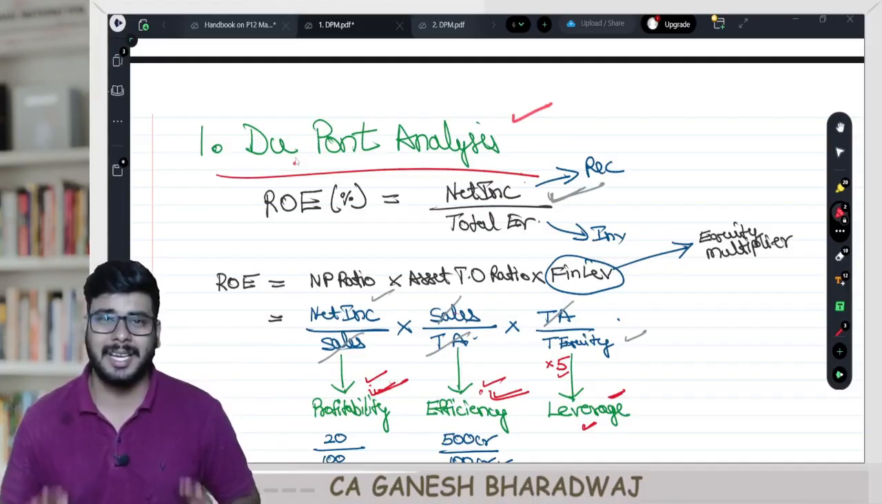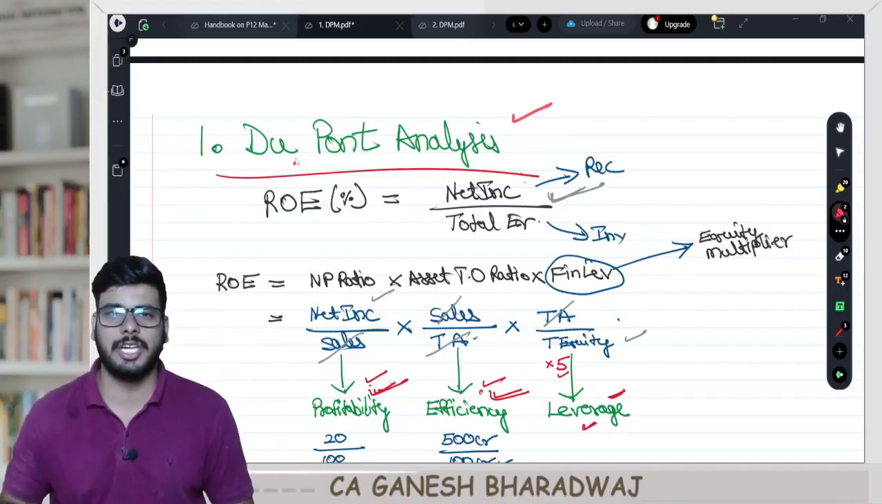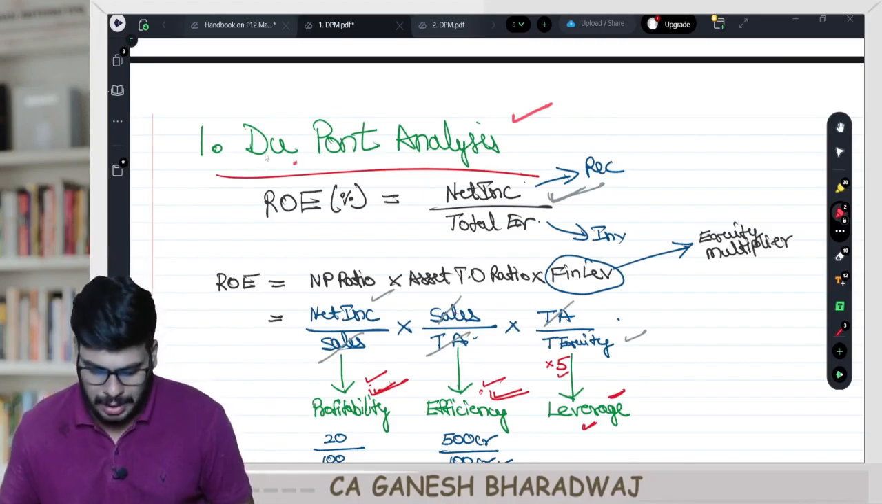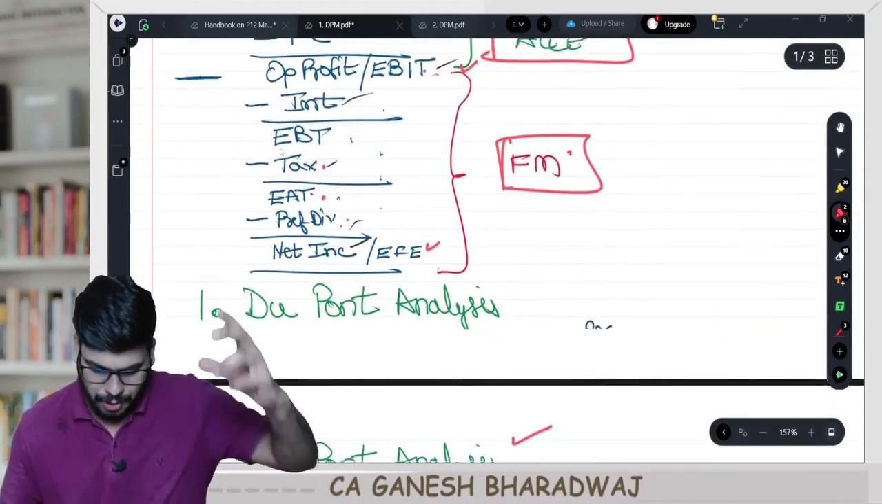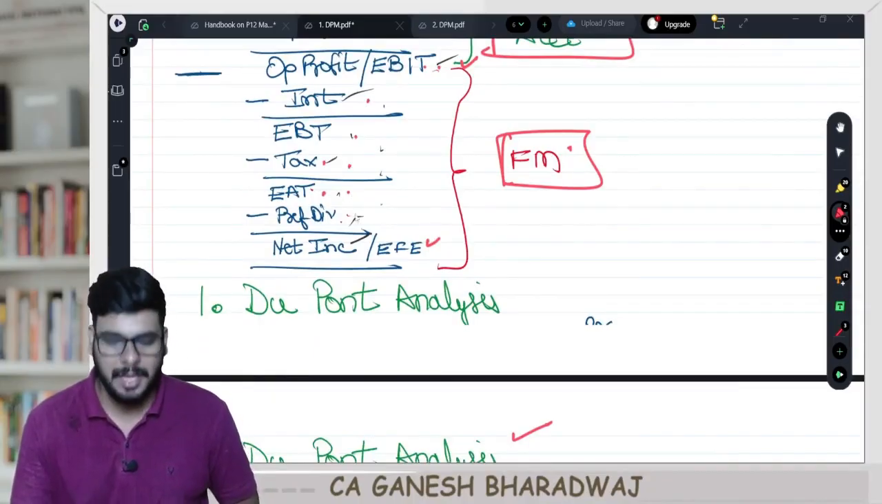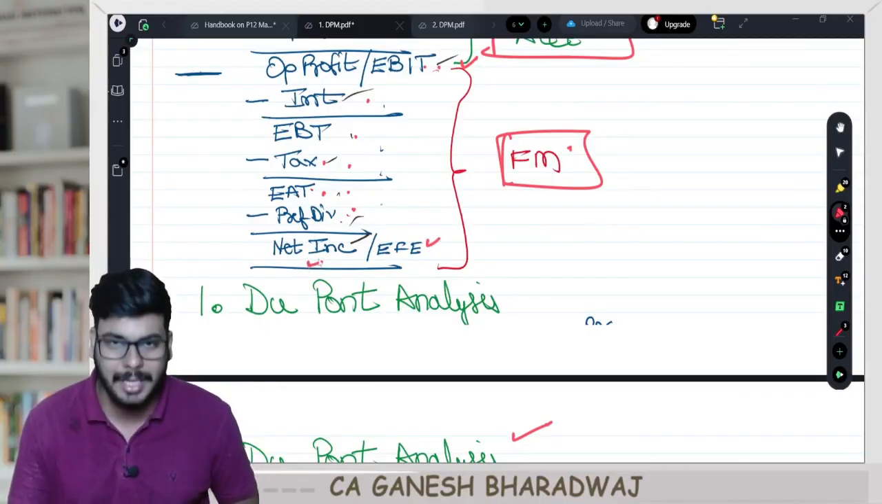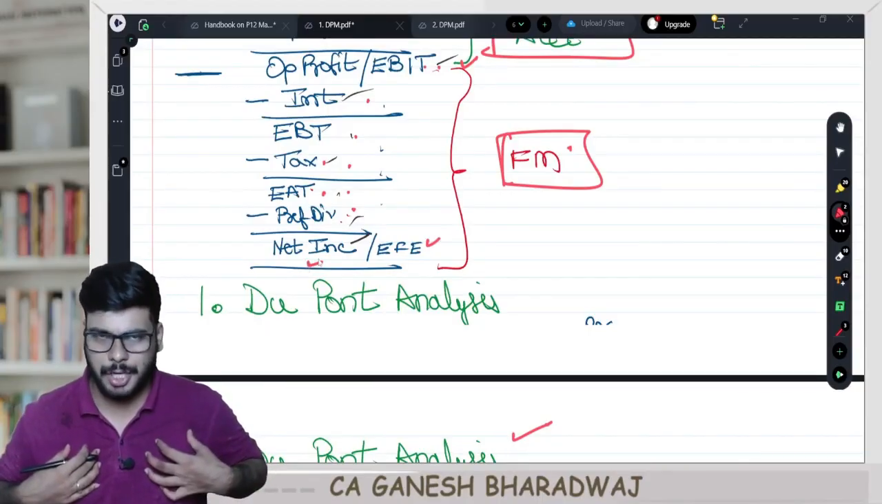Now, what does this say? Simple, guys. It talks about return on equity. What is the formula? Now, guys, if you look at the statement, you have EBIT minus interest, EBT minus tax, EAT. You further reduce preference dividend. Whatever amount is left over is called net income. This belongs to whom? The equity shareholders, right?